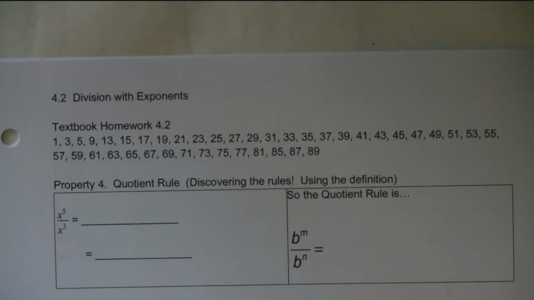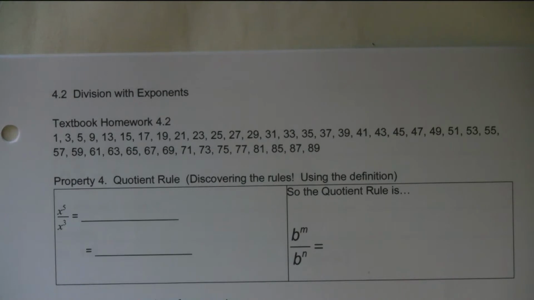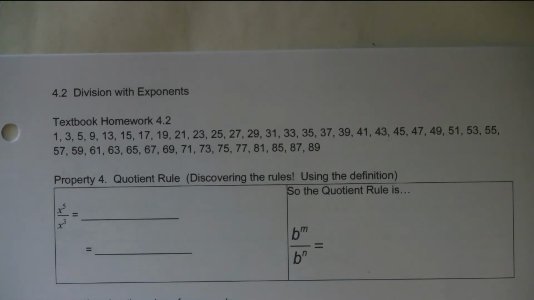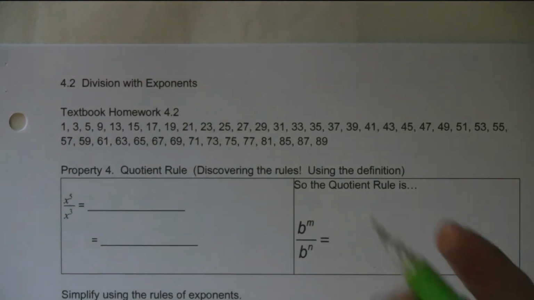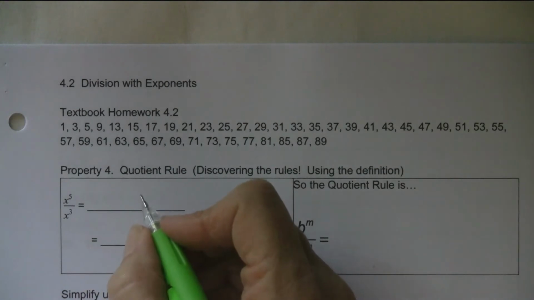Okay, 4.2 is division with exponents, and so they had already given us 3 properties of exponents, 3 rules of exponents, if you will. And I said, hey, let's discover the rules as we go along. And so this one's called the quotient rule.